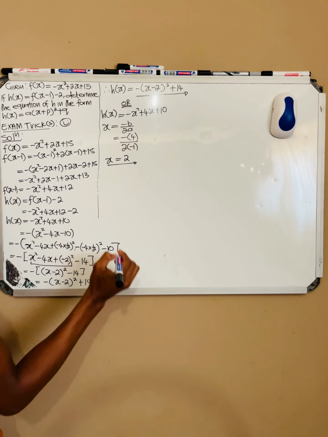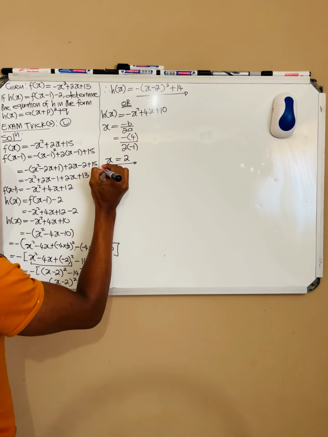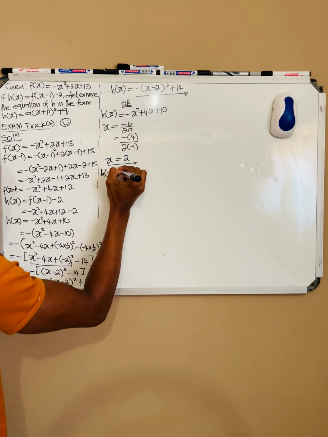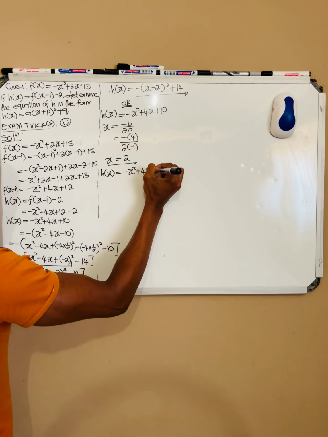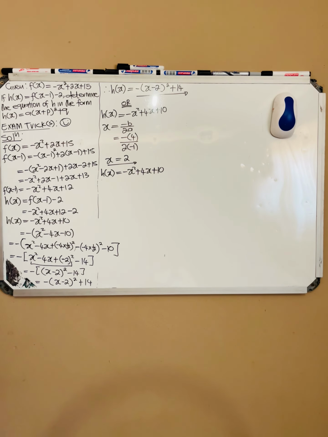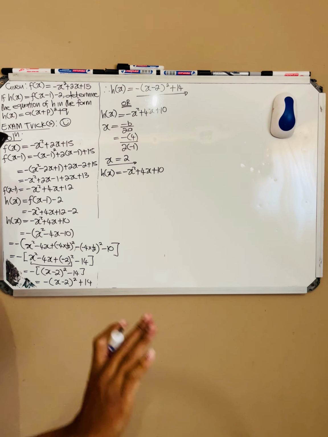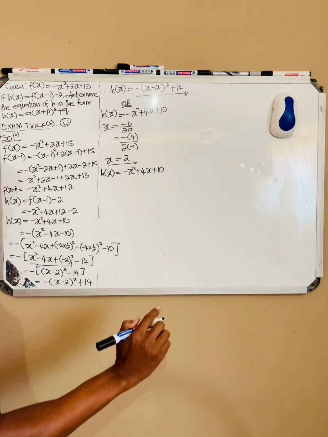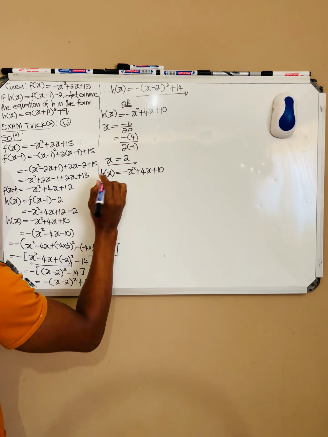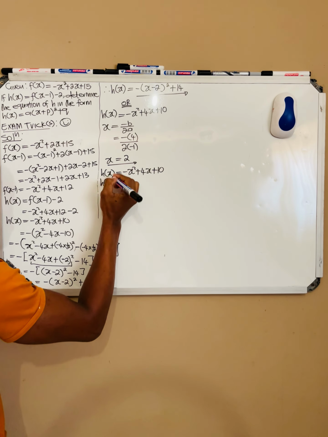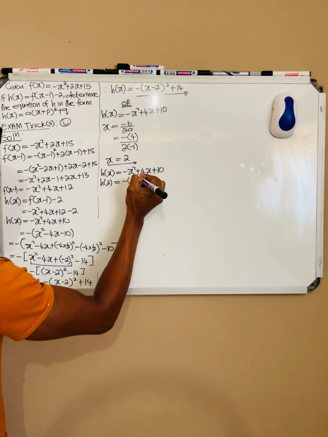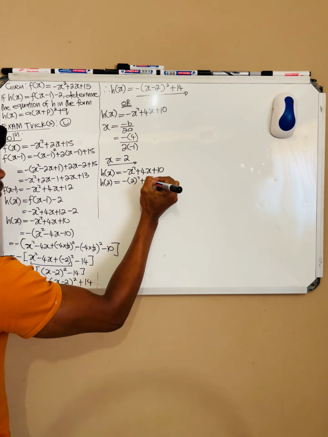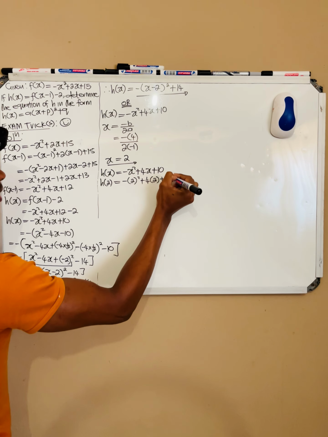Then for us to find the y value of the turning point, we're going to have what? Our graph is given as h of x equals minus x squared, then plus positive 4x, then plus 10. Now, let's find our h of 2. Where we see x, we're going to substitute 2. So equals minus into 2 all squared, then plus 4 multiplied by 2, then plus 10.